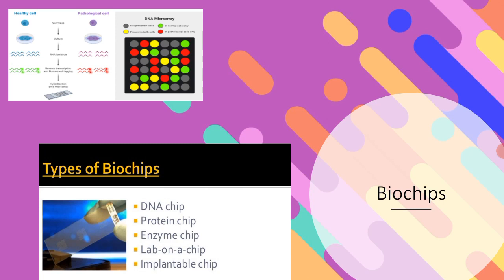Most commonly, DNA chip, also called the lab on a chip, then the protein chip, enzyme chip. So the biological molecule in these chips, as for example in the protein chip, the protein is present. In the enzyme chip, the enzyme will carry out the reaction, right? So like that, there are various types of the biochips. Okay, DNA chip, protein chip, enzyme chip, lab on a chip. Lab on a chip example is the DNA microarray.